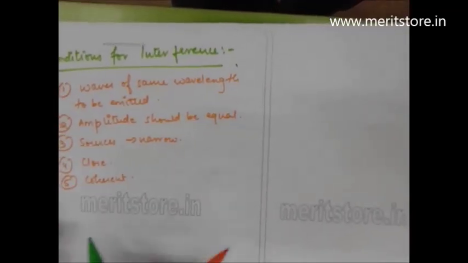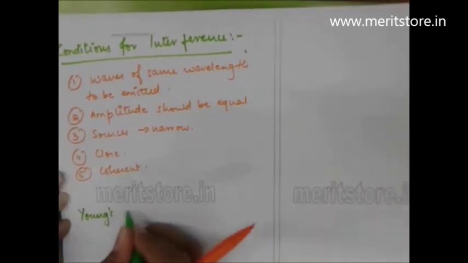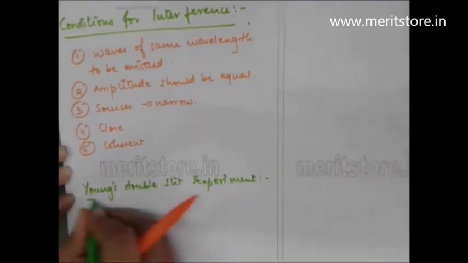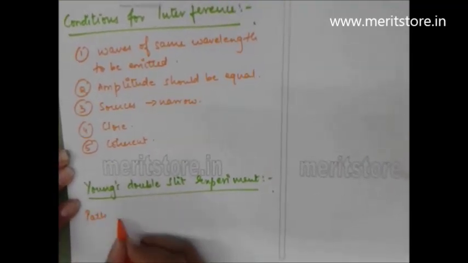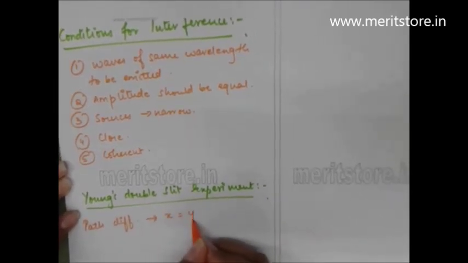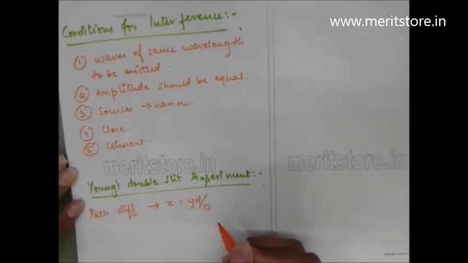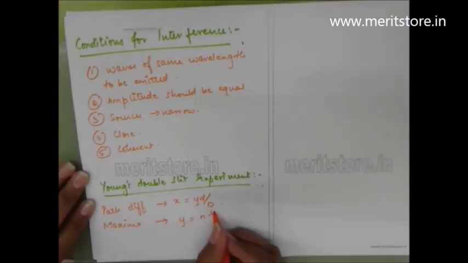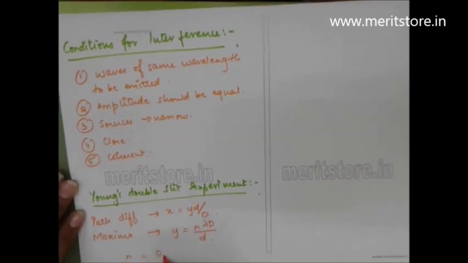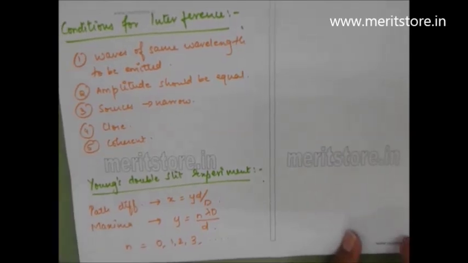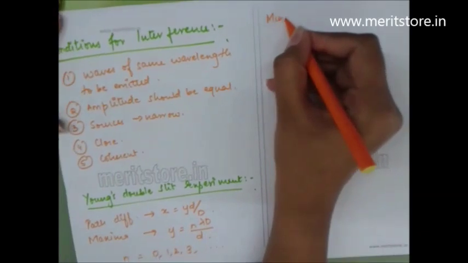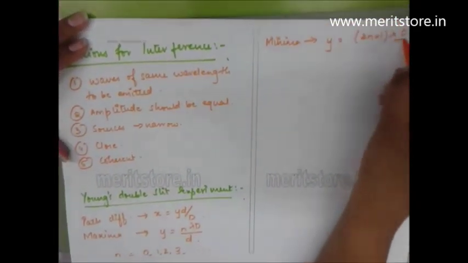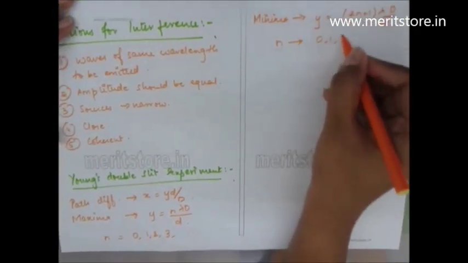Going on to Young's double slit experiment. The path difference here is given as x is equal to y d by capital D. The maxima here is y is equal to n lambda capital D divided by small d, where n has the value of 0, 1, 2, 3, etc. The minima is given by y is equal to (2n plus 1) lambda capital D by 2d. Here the n values are also 0, 1, 2, 3.